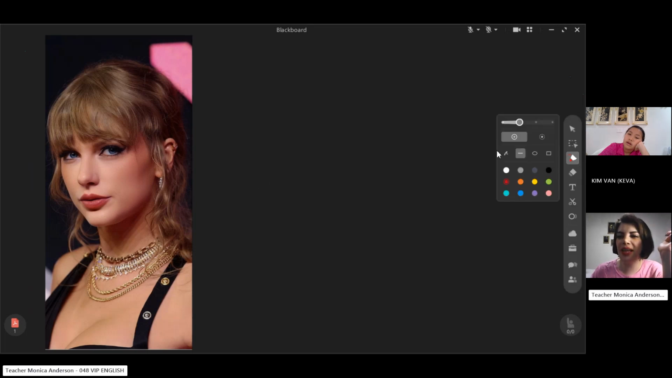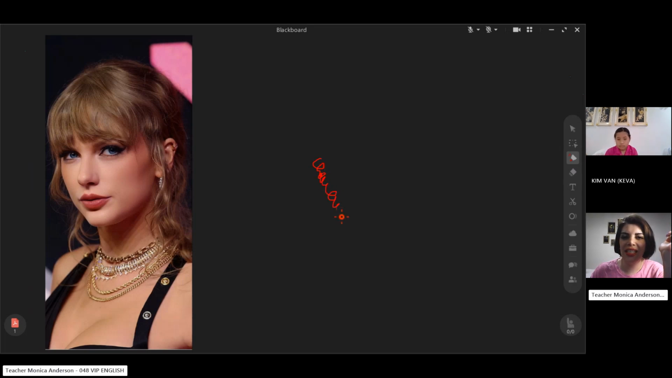Let me show you something. Look, this is curly, this is wavy. So, wavy, curly. Okay, again. She has wavy brown hair. Yeah, very good.